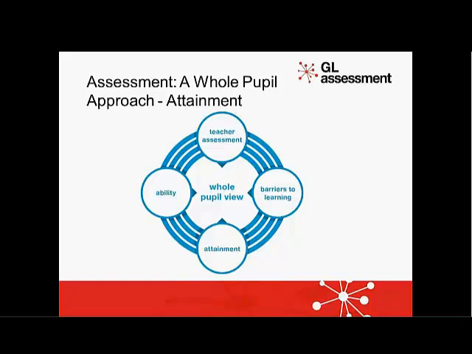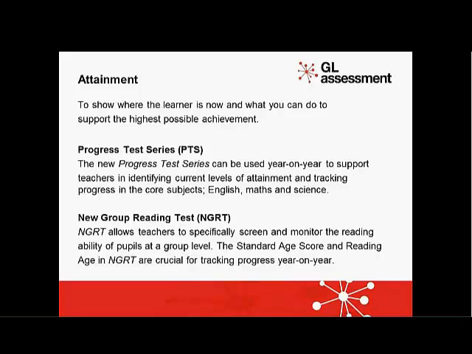Okay, let's start having a look at that model and we'll look at the various parts. So if we turn firstly to attainment. In terms of attainment, the two mainstays here for year-on-year progress and attainment tracking are the progress test series now and the new group reading test.